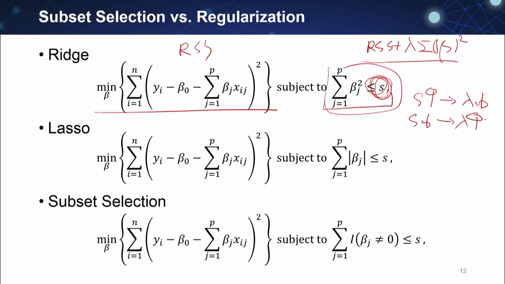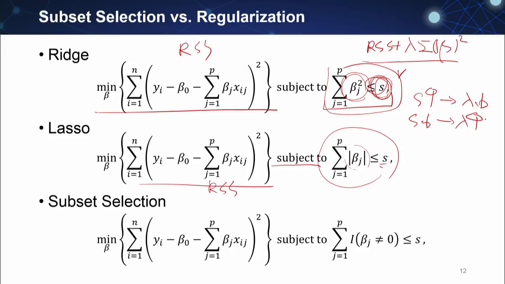Anyway, ridge regression is expressed in this way, with the constraint on the sum of the squares. Similarly, lasso is expressed by minimizing RSS, subject to the constraint that the sum of the absolute L1 values is less than S.